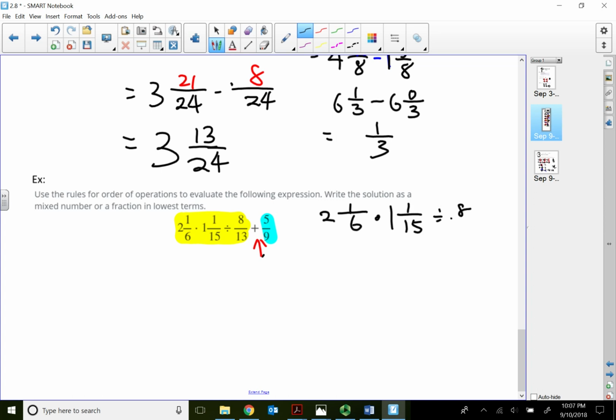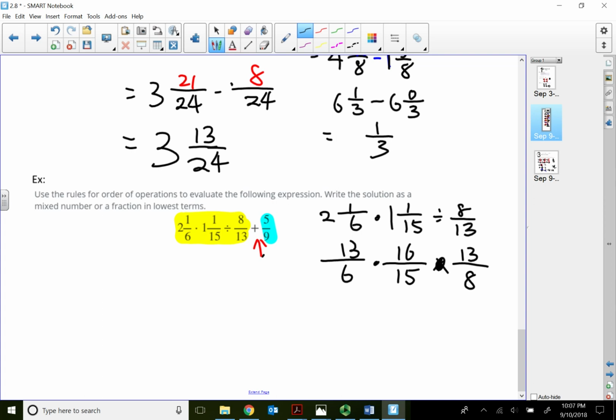Divided by 8 over 13. All right, so let's turn my first mixed number into an improper fraction. That will be 13 over 6 times, this is 16 over 15. Division of a fraction means times the reciprocal. So remember now, we hold down the front part of the fraction. Dividing by a fraction, any division afterward has to turn into times the reciprocal.